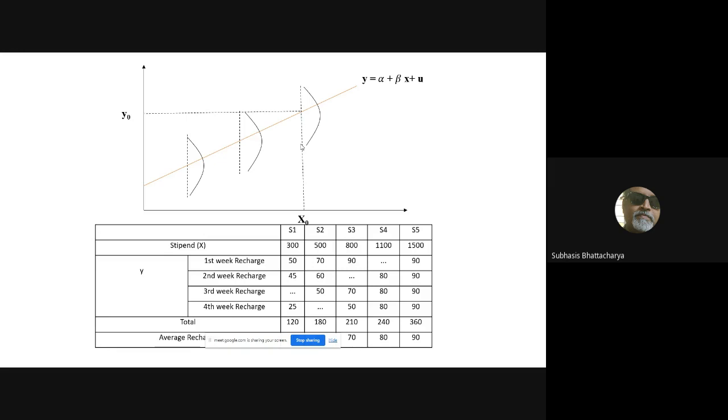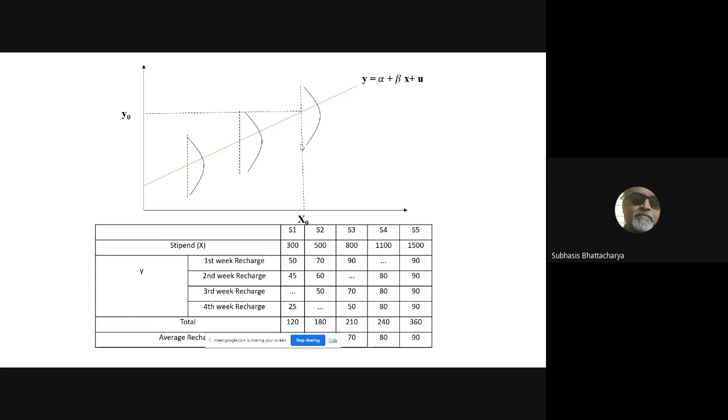It may come from the input sources, it may come from the technology sources, it may come from the output sources. So suppose this is a data set. For example, 5 students, and how they recharge their mobiles. The stipend amount is different, giving 300, 500, 800, and so on. And the first week recharge of the first student, the second week recharge of the first student, and all other students.